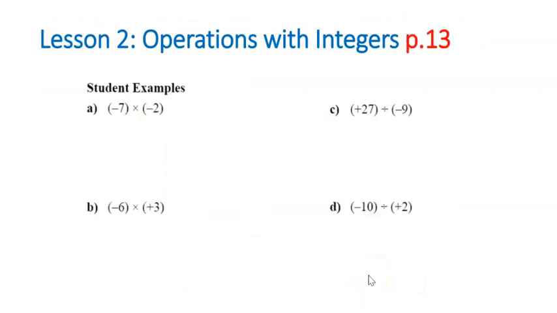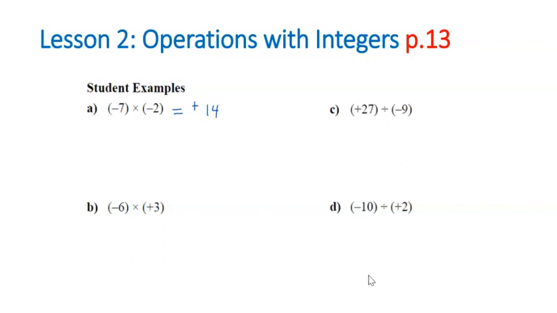Let's jump into some practice. If you want to try these on your own and pause the video, go right ahead and then you can play it to check the solution. So for example A, we have a -7 times a -2. We have two of the same sign. When the signs are the same, our answer will be positive because we are multiplying them. -7 times -2 results in a positive 14.